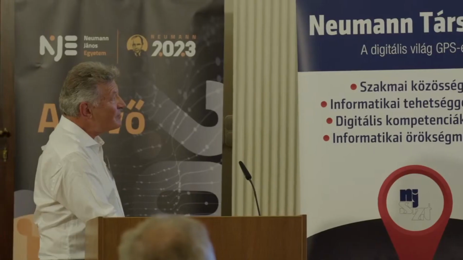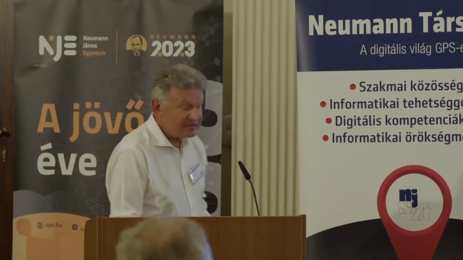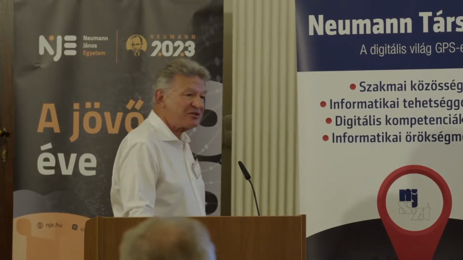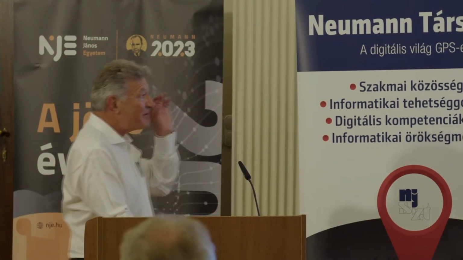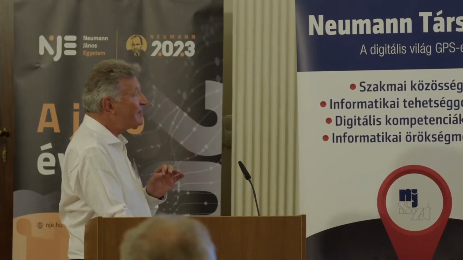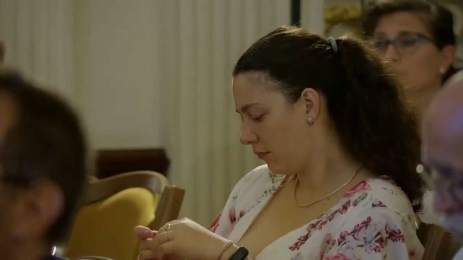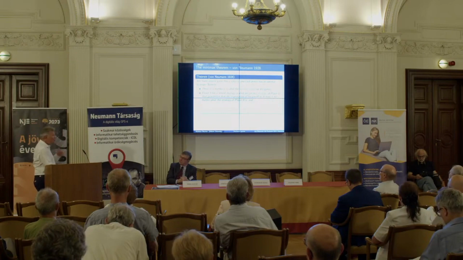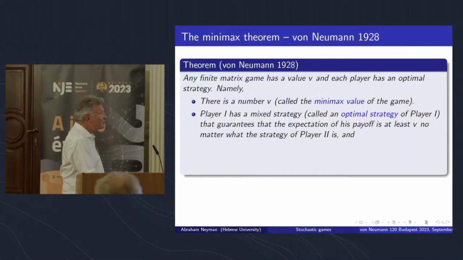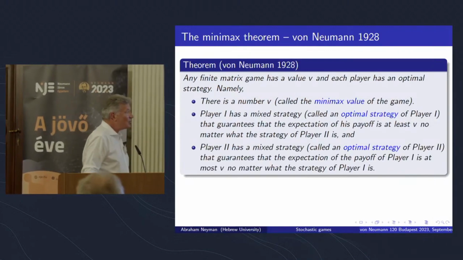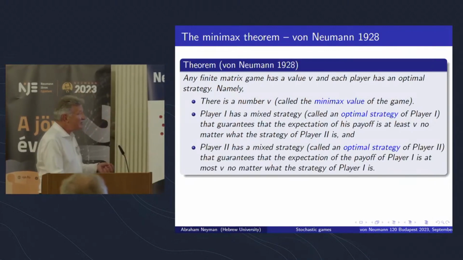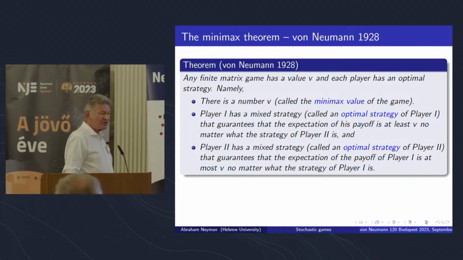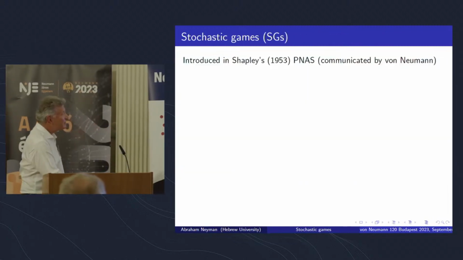And the minimax theorem of von Neumann states that any finite matrix game has a value V, and each player has an optimal strategy. Namely, there exists a number V, called the minimax value of the game. Player 1 has a mixed strategy, called an optimal strategy, that guarantees that the expectation of his payoff is at least V, no matter what is the strategy of player 2. And player 2 has a mixed strategy, called an optimal strategy of player 2, that guarantees that the expectation of the payoff of player 1 is at most V, no matter what strategy player 1 takes.